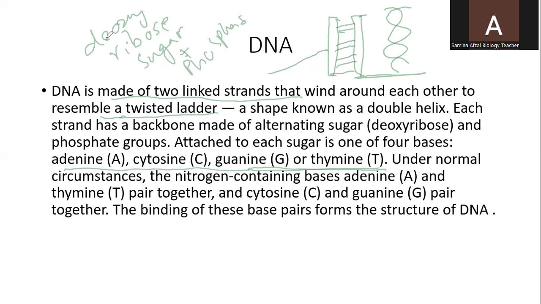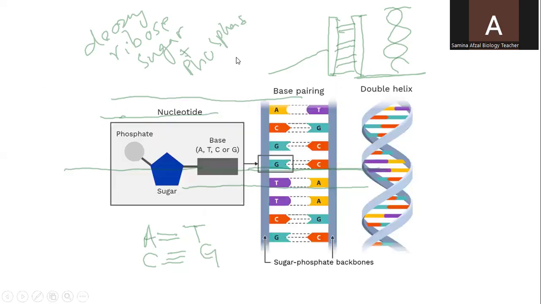Under normal circumstances, the nitrogen-containing base adenine always pairs with thymine, and cytosine always pairs with guanine. So the binding of these pairs forms the structure of DNA. They will join together and there will be the formation of this DNA strand.